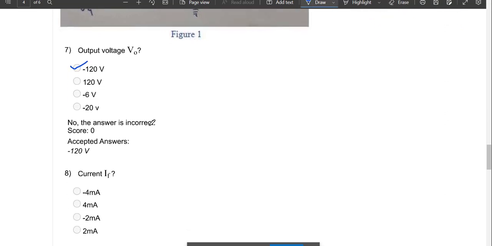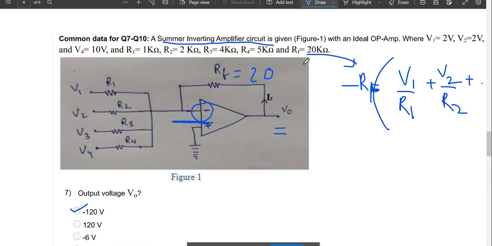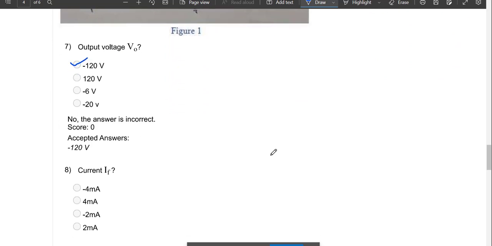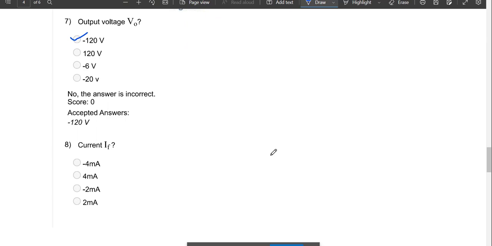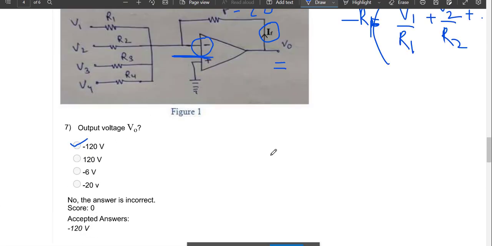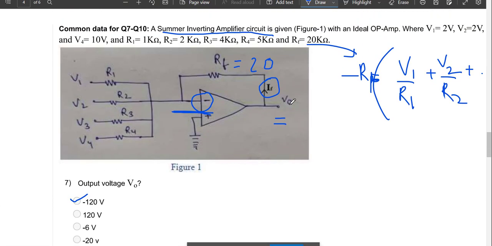Let's go ahead. Let's now try to find out the current IF here. So what is the current of the circuit? Go ahead, try to solve the question. You have seen the circuit, but now we have to find out IF. So I'm giving you 4 minutes to solve this question. I think 4 minutes are good enough. Please solve what IF is.